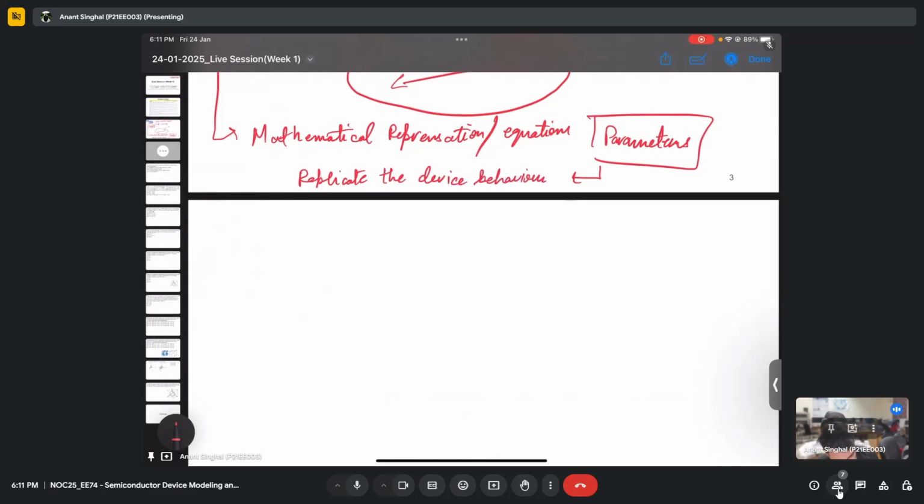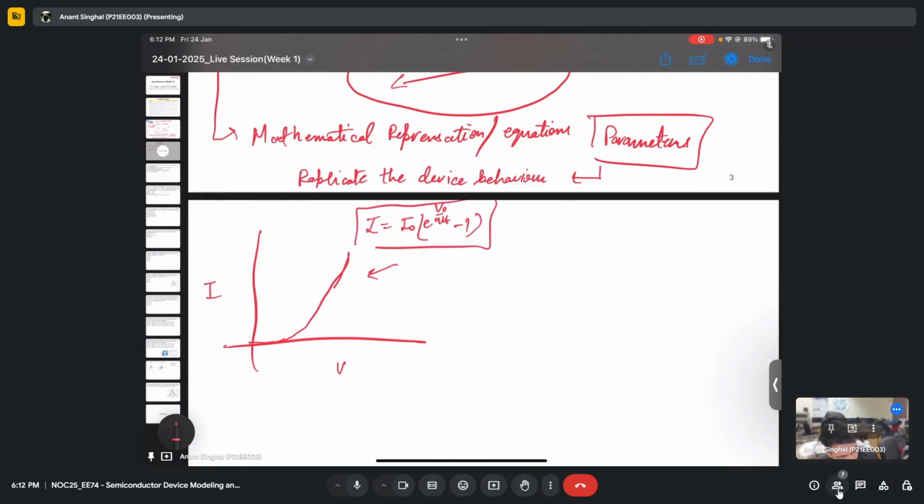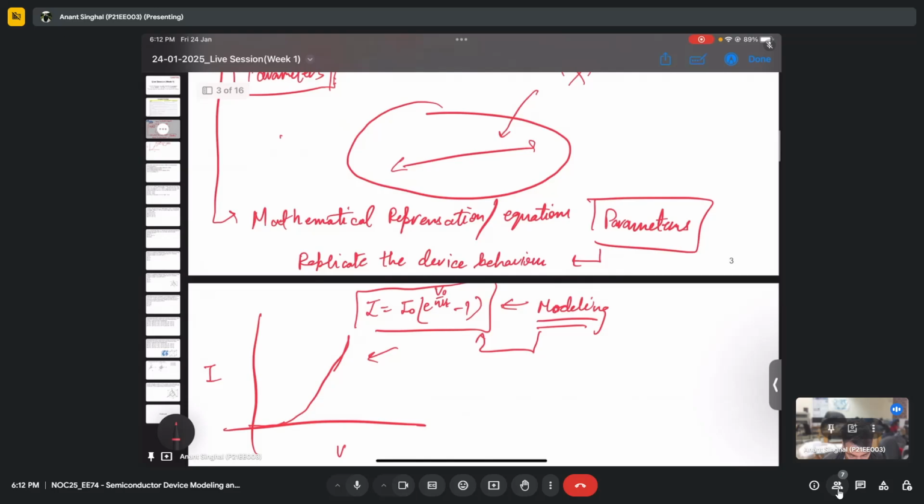I hope you know that this is the IV of a diode. A diode is nothing but, if I write an equation, I naught exponential of V naught by eta Vt minus 1. This is a very basic equation, and the diode has an exponential nature like this. So this equation is basically modeling, or giving it some mathematical representation is what is called modeling.